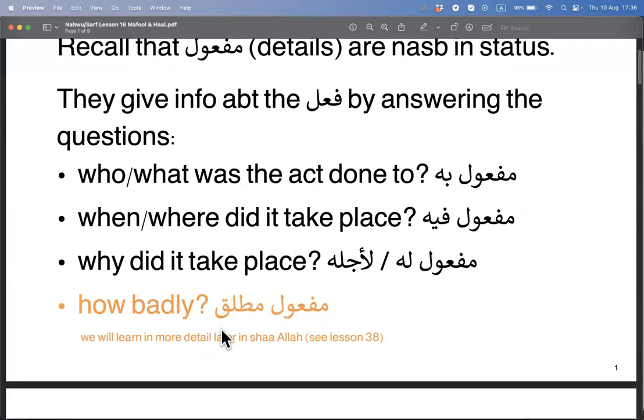And the last one, how did the action take place? This is called maf'ul mutlaq. We will do much more about this in detail later on. But for now, when we have an ism in nasab status and its root letters are the same as the fi'il, we say maf'ul mutlaq. When we do sarf, we will come back to this concept because we need to know the root letters. Right now we haven't learned root letters, but just remember that when the fi'il and the ism have similar letters.